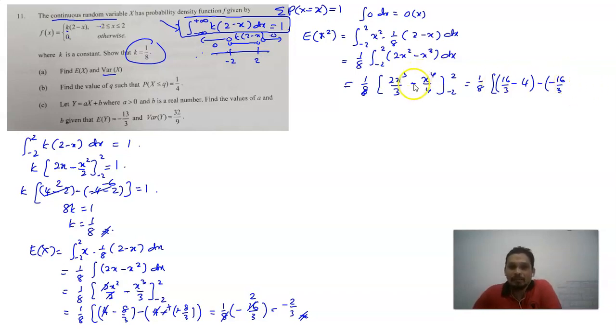And then minus negative 2 power 4 equal to 16. 16 over 4 equal to 4. Okay, so 1 over 8, 16 over 3.